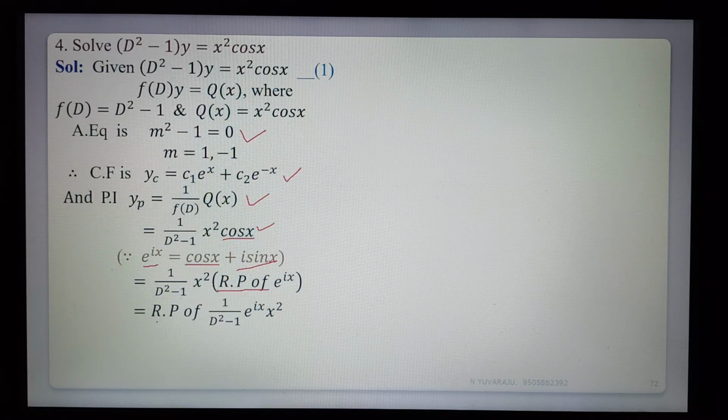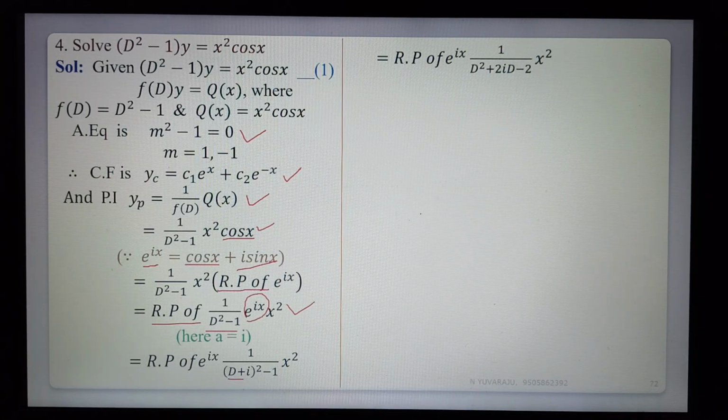So that is equal to real part of 1 by D square minus 1 into e power ax into x square. So which form here? Again 1 by f of D into e power ax into V, type 4, and a is equal to i. Now replacing D in f of D by D plus i. So that is equal to real part of e power ax into 1 by (D plus i) whole square minus 1 into x square. So now procedure continues. Real part of e power ax into 1 by, simplification, D square plus 2iD minus 2 into x square.